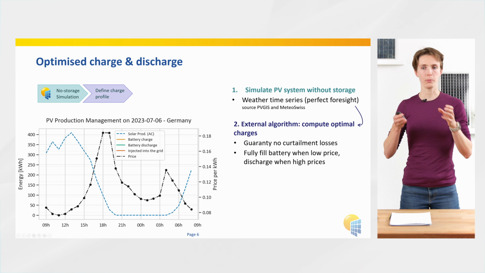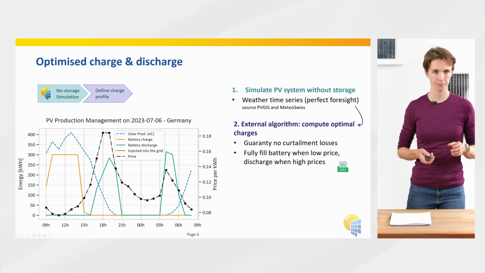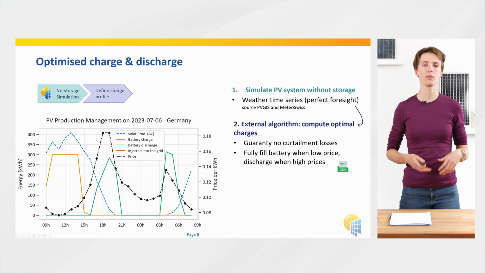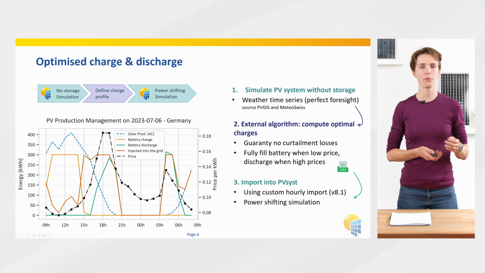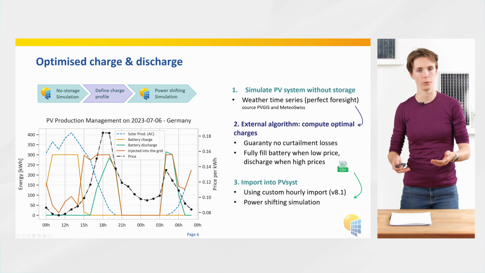And from there, I obtain a CSV file that I will input back into PVsyst. And I'll run a second simulation, this time with power shifting. And from that, I will get the final amount of energy that I'm able to inject into the grid. All right, now that you know everything about the 3 strategies that I am using, let's look at the results.